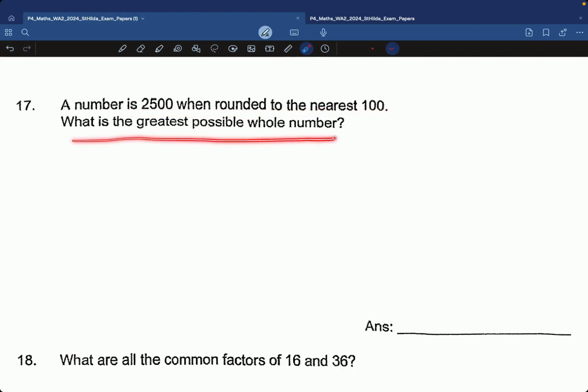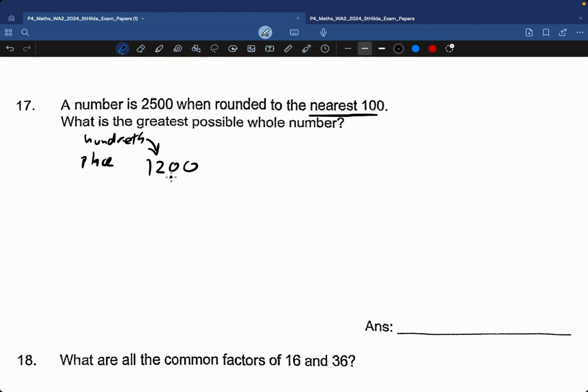So what is the greatest possible number? So nearest 100, what does that mean? Nearest 100 means that, for example, we have 1,200. When it says nearest 100, this is the hundreds place, right? So that means we take the one digit before, which is the tens place, and then we see whether we can round up or round down.